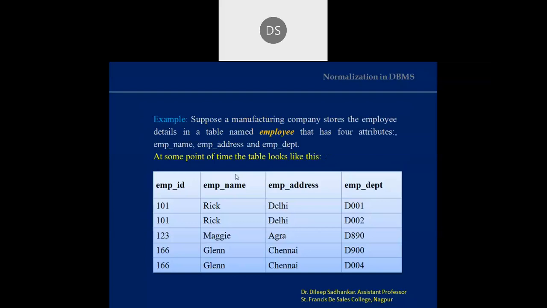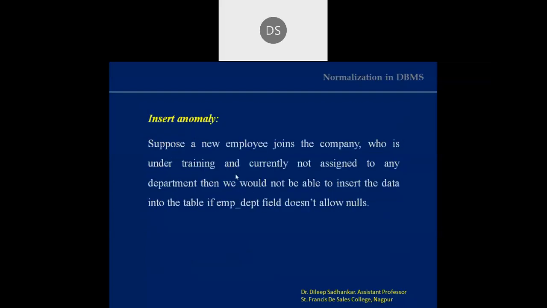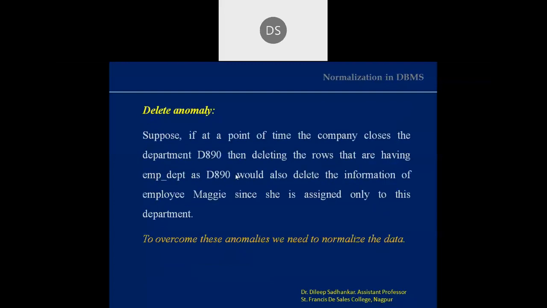We cannot add his information in this table because we cannot keep that department entry null, since the department is not assigned to that person, and because of that we cannot store any value for the department. That is the problem here. That is what is called insert anomaly. So moving to the next one, delete anomaly.